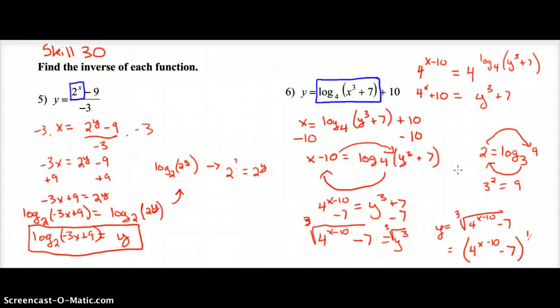So this is skill 30, finding the inverse of logarithmic and exponential equations.